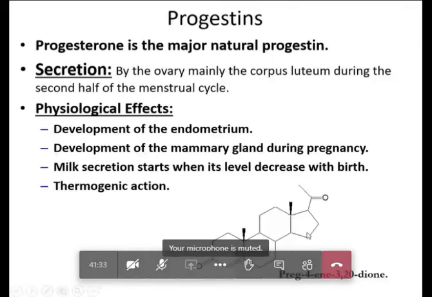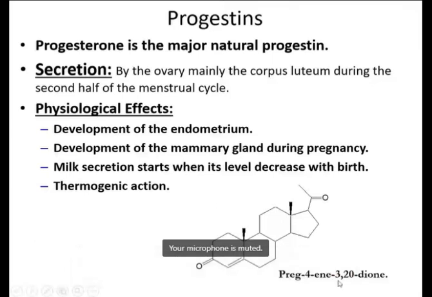Pregn-4-ene-3,20-dione. Okay. Pregnane. So this is a 21 carbon atom. Okay. We have in the beginning discussed about the structure. Classification. Pregnane, 21 carbon atom. Okay. So this is why the name pregnane comes up that we have discussed. Okay. So this is very important.